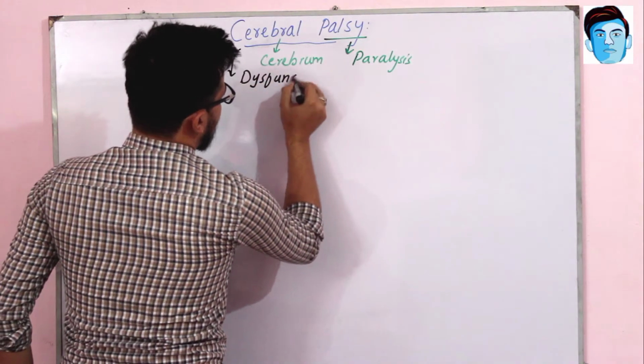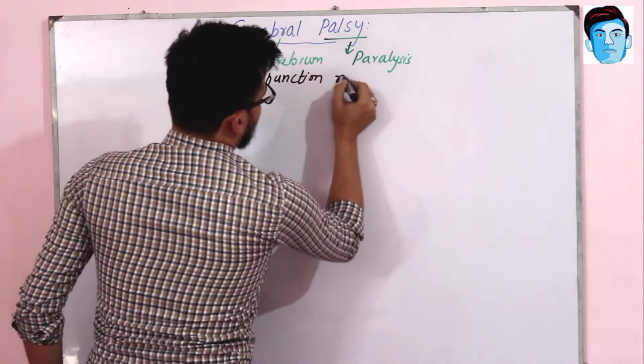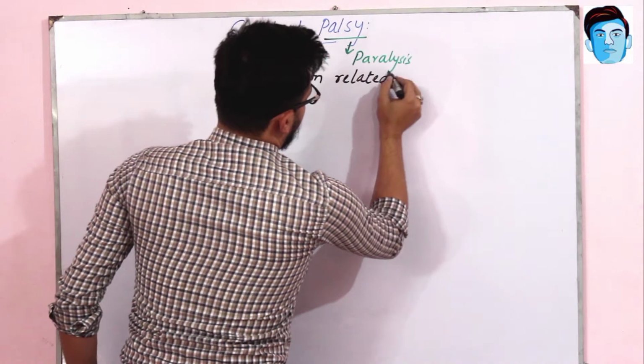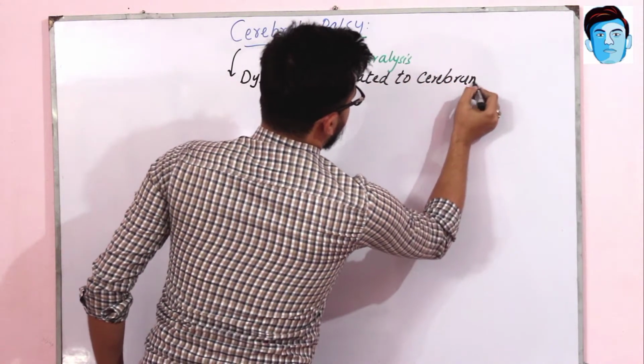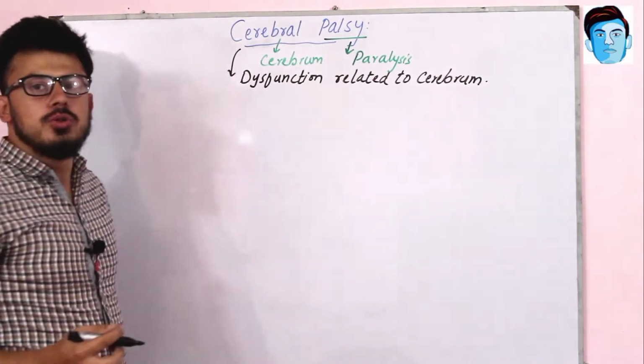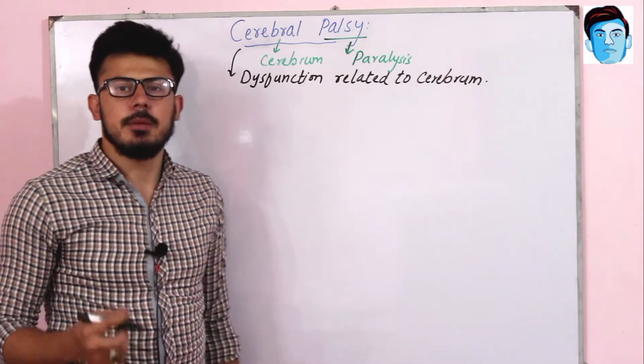related to the cerebrum. It is the dysfunction related to the cerebrum. But how will you properly define cerebral palsy?